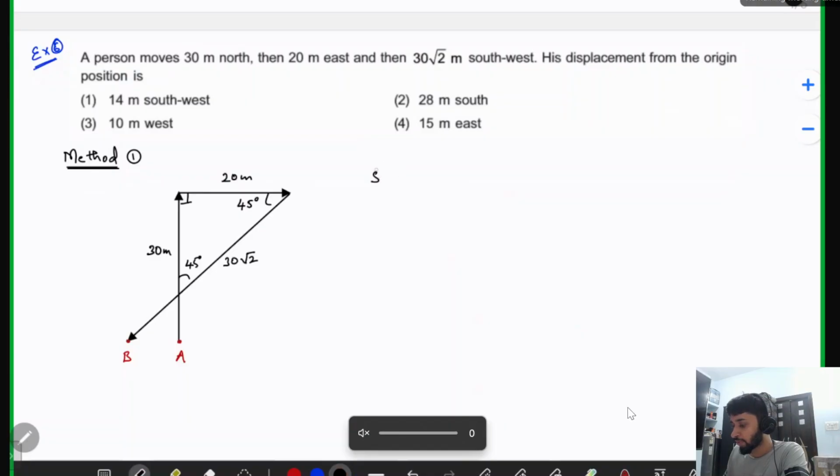So see, the net displacement vector will be the sum of three displacements: s1 bar plus s2 bar plus s3 bar.